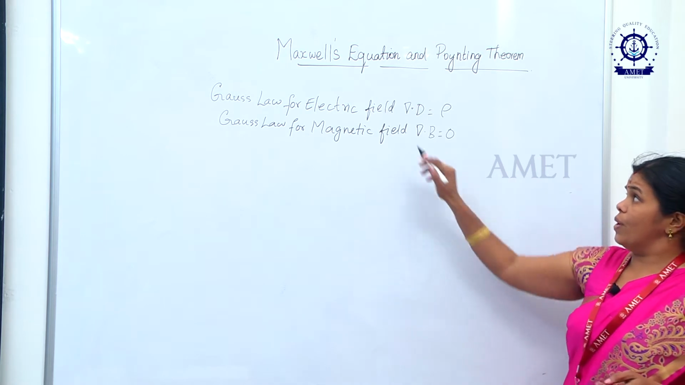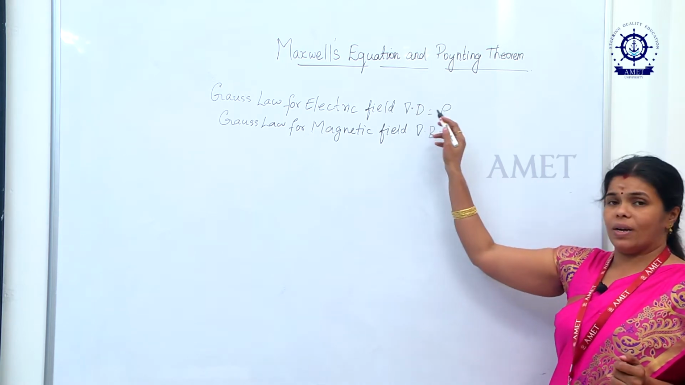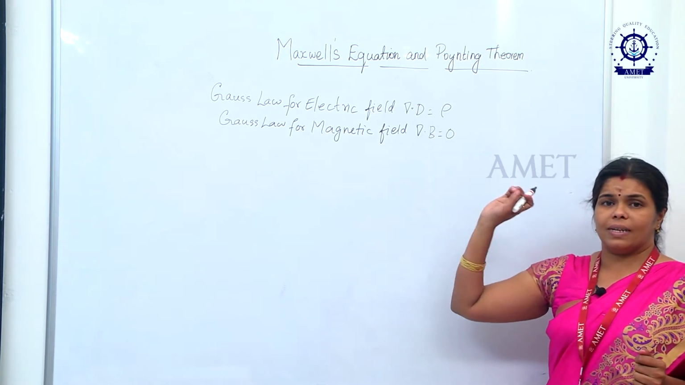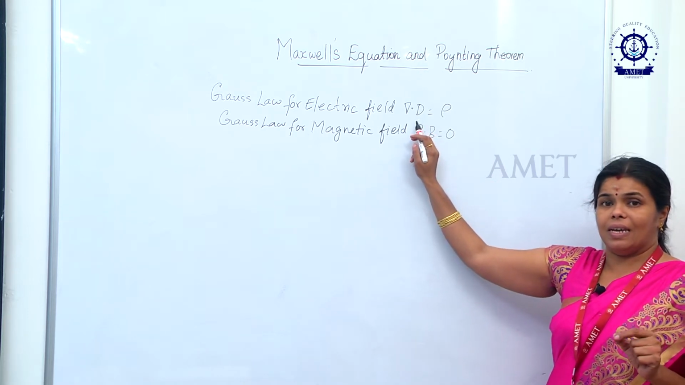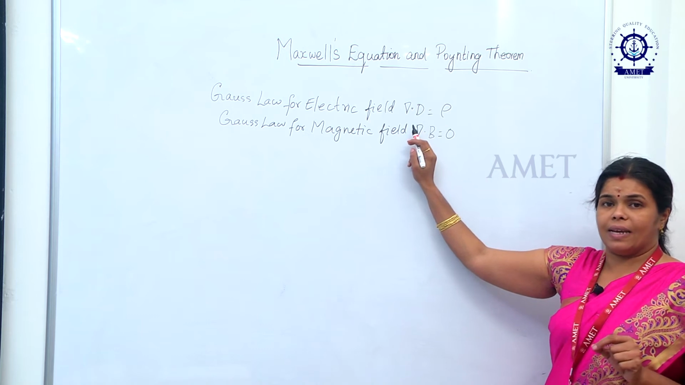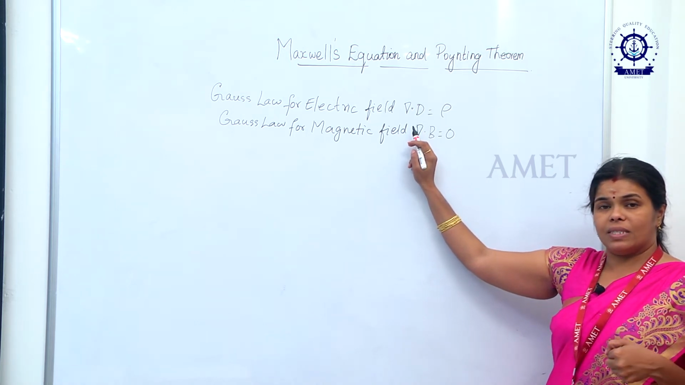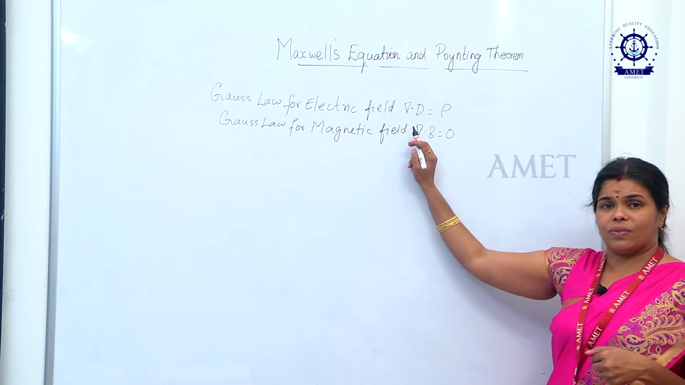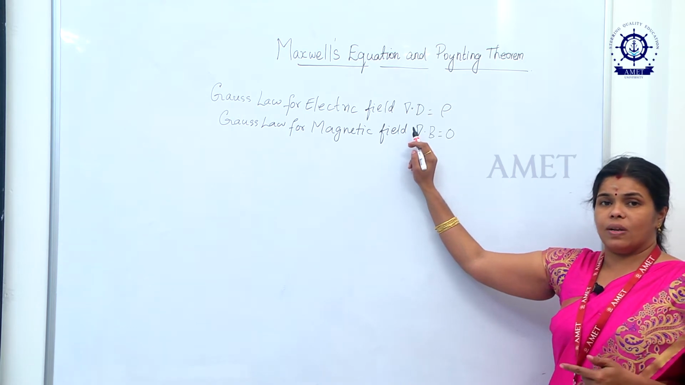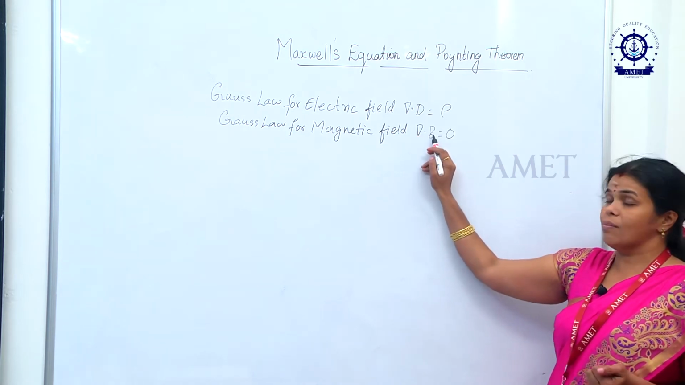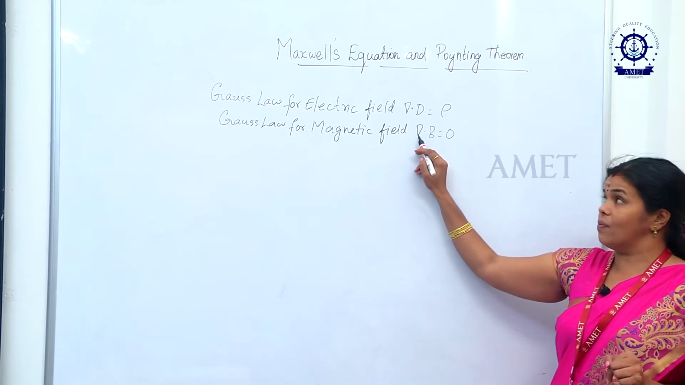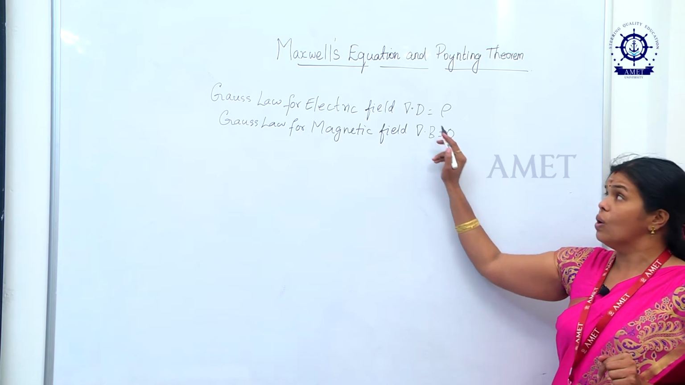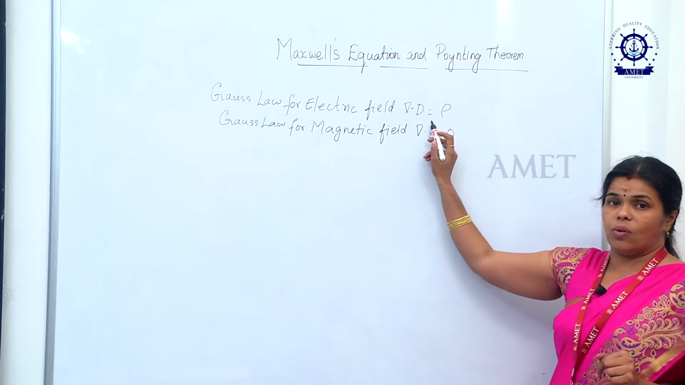Before going to the electric field and the magnetic field, what actually are they? If a charge is stationary, around the charge we have the electric field, and if the charge is in motion, for example when current flows, then we have the magnetic field. So for Gauss's law, the magnetic field has del dot B equal to 0, and the electric field has del dot D equal to rho.